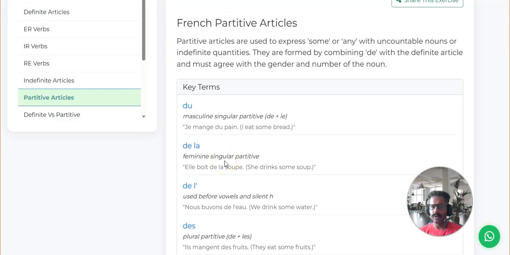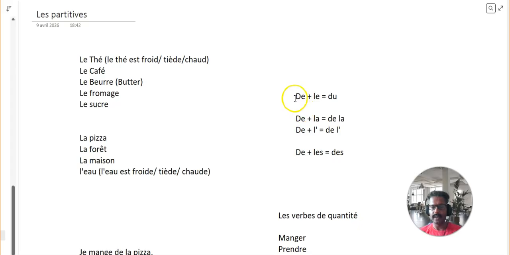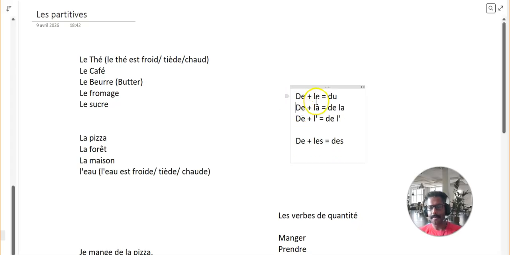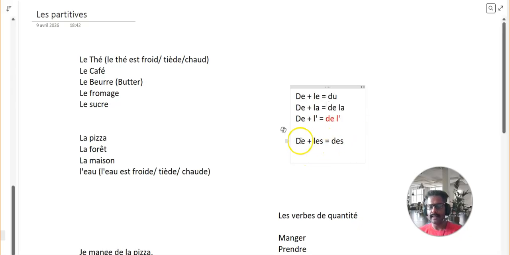Before we get to use partitives, we have to learn the basic contractions in French. These are the contractions that we must know by heart. First, de plus le becomes du in French. Then de plus la, la is the feminine article, and it remains as is. Then de plus l' doesn't change either, it stays the same. And de plus les becomes des.